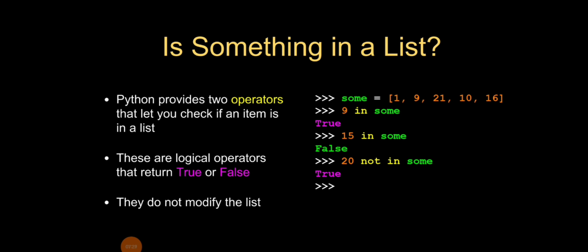So the basic list operators are the plus and asterisk symbols. This means concatenation and repetition here. We can use the plus symbol for concatenation and the asterisk symbol for repetition.